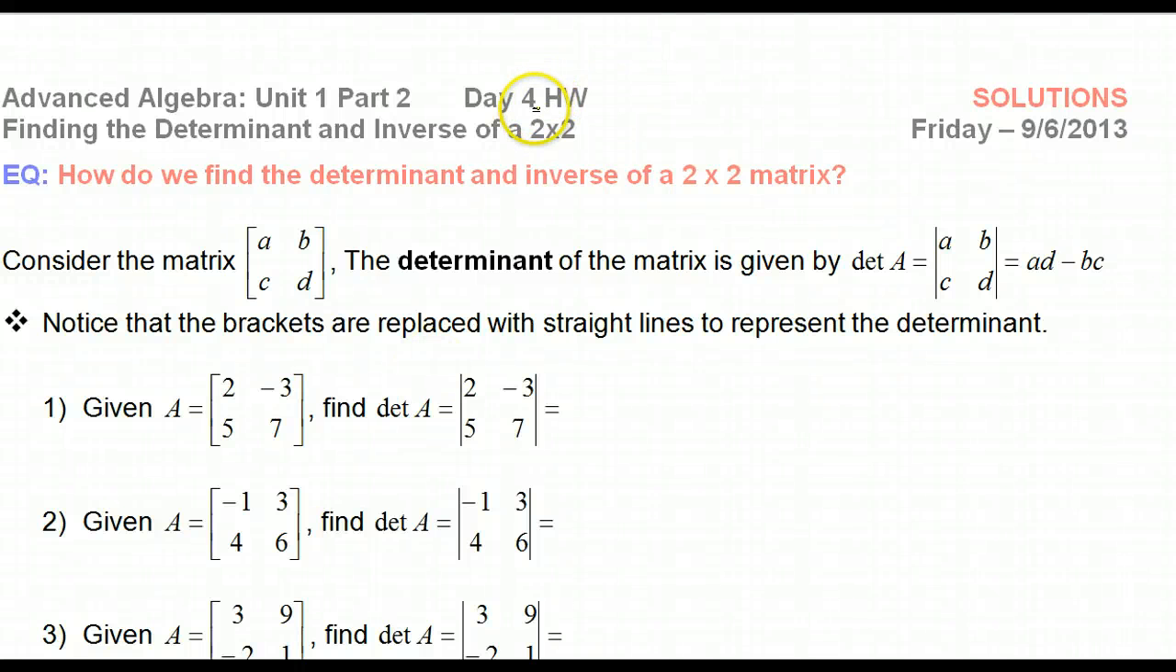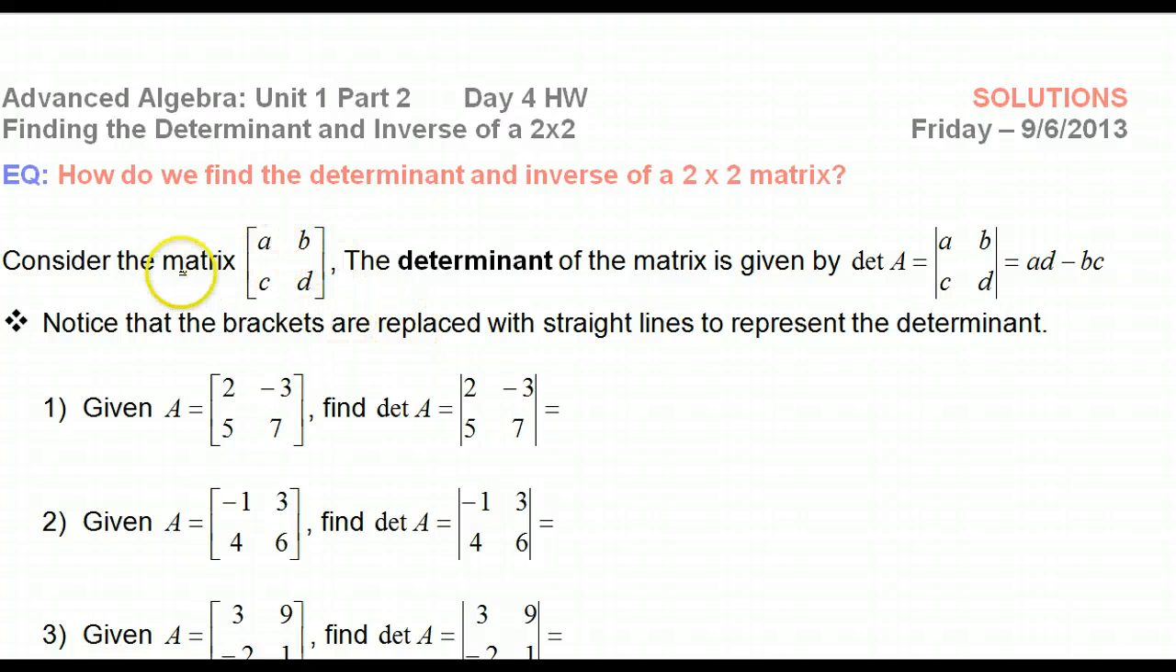Well, this is day 4. We've learned to add and subtract matrices. We've learned to multiply matrices. But now we're going to learn something entirely new dealing with matrices. We're going to talk about finding the determinant of a matrix and finding the inverse. And we're going to start with the simple 2 by 2 matrix.